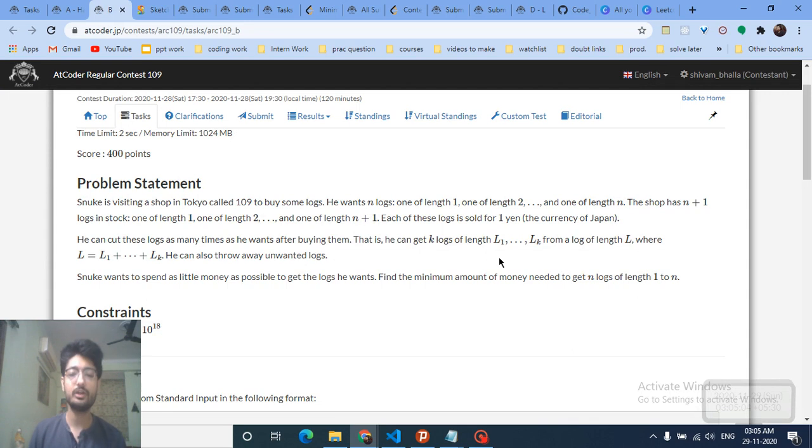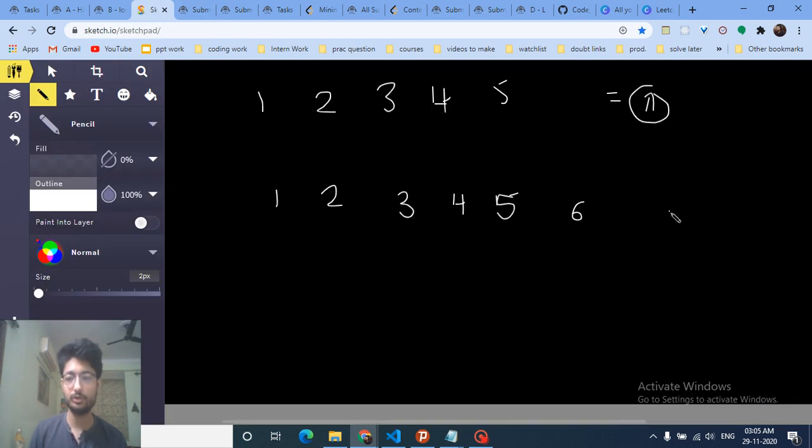Now, every log in the shop costs you 1 yen. Okay, so like 1 rupee or 1 yen, whatever you can say. So you can buy every log with 1 yen. But after buying one log, what you can also do is cut this log down. If you cut this log down, then it is beneficial to just take that log, cut it down, and make the original logs which you want.